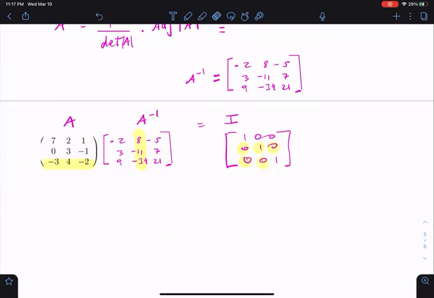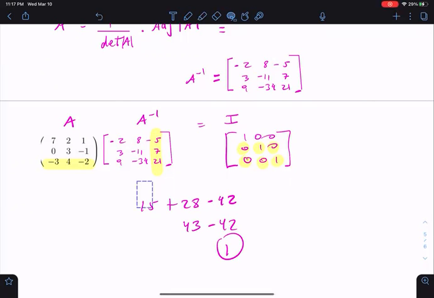And then the last entry should be row 3, column 3. Let's see if that's true. You should get a 1 now. So this is 15 plus 28 minus 42, right? So when you add these, you get 43, minus 42, that's 1. So that's right.